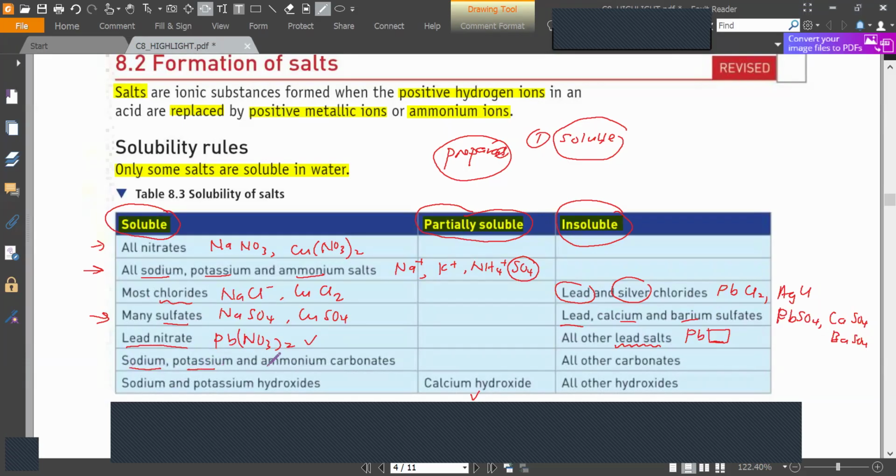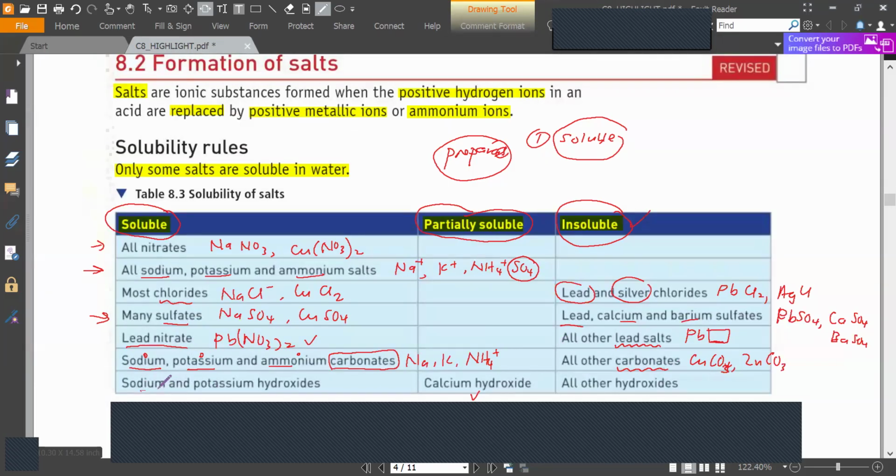Okay, sodium, potassium, ammonium carbonates. Only these three: sodium, potassium, ammonium carbonates are soluble. All other carbonates, like copper carbonate and zinc carbonate, are insoluble.